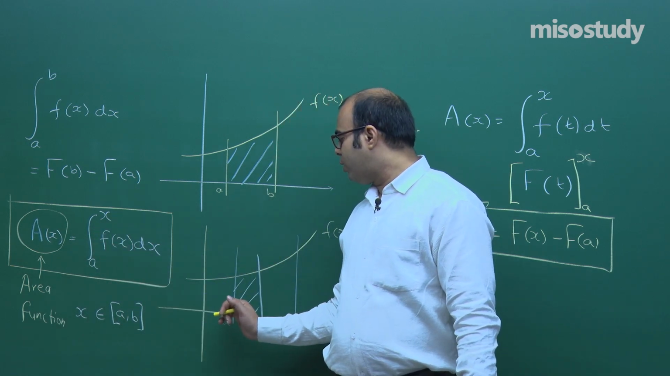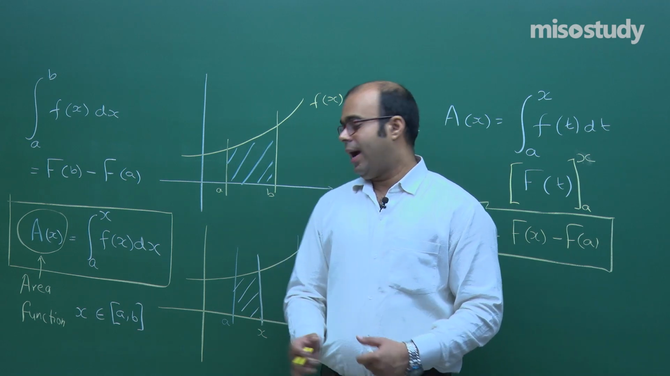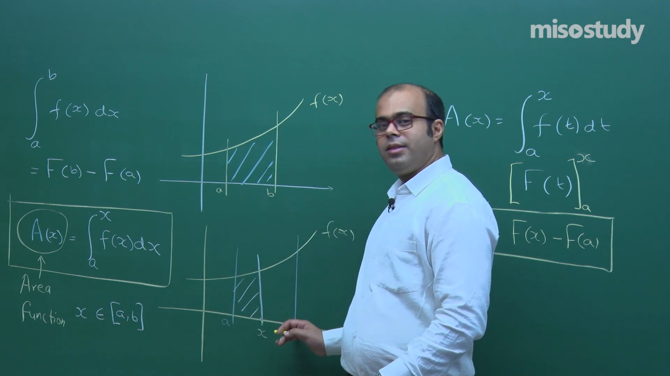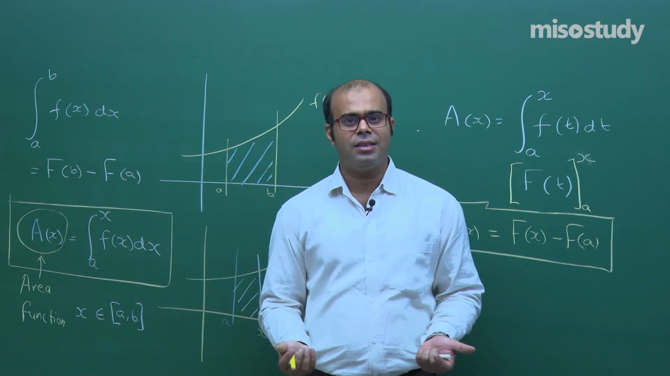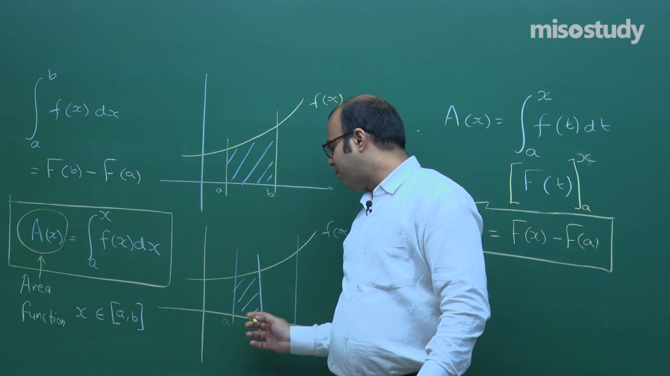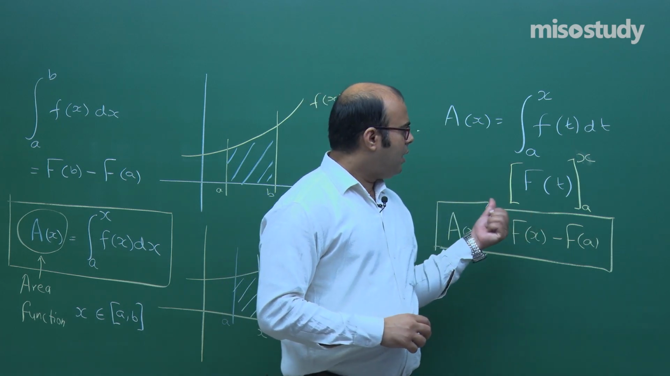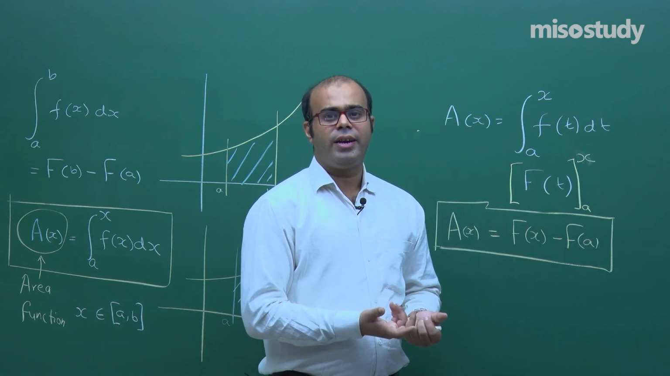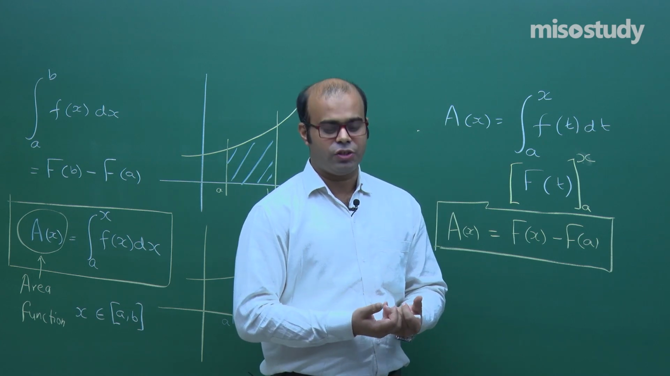If x is equal to a, the area will be 0, and if x comes to b, then F(b) minus F(a) will be the answer. So this x is moving, it can be somewhere in between, anywhere. This is basically the introduction of definite integration and the area function.